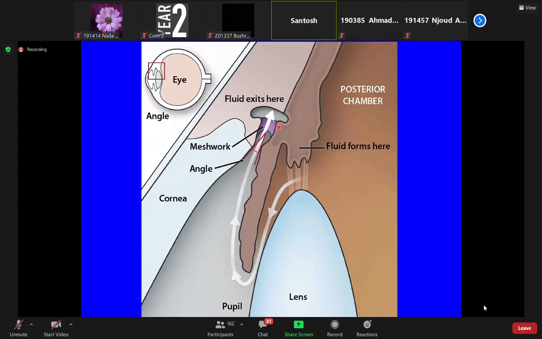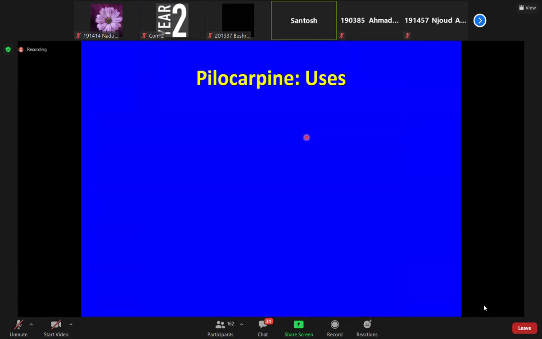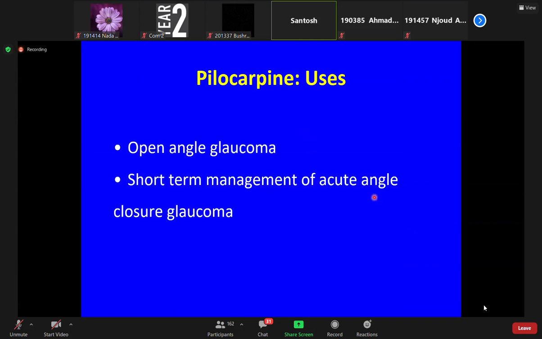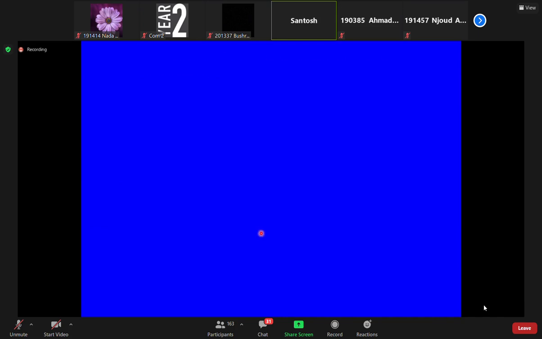So because of the contraction of the ciliary muscle fibers, there's a pull on the trabecular meshwork and their pore size increases, and that leads to increased drainage, and that's beneficial in open angle glaucoma. So its uses: it can be used both in open angle glaucoma as well as in the short-term management of acute angle closure glaucoma, but again, we don't use it on a chronic basis because you have to give it multiple times a day, and it has side effects as well.